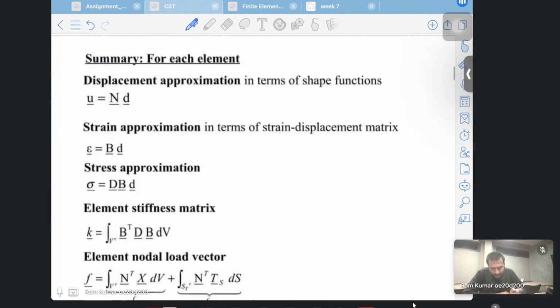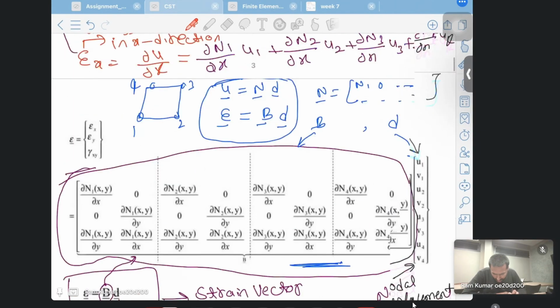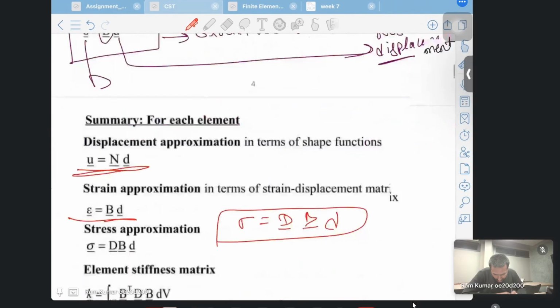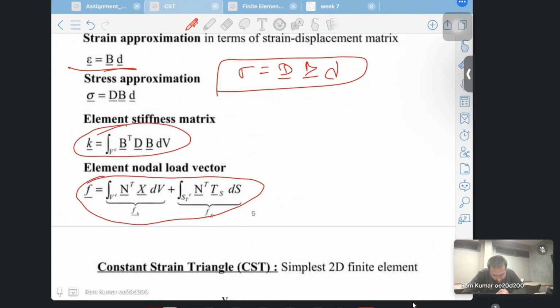So in summary: displacement, strain, what will be stress? Stress will be sigma equal to D B d. What is D? The D matrix, I didn't find it here. Later I will explain. So this will be our elemental stiffness matrix, and this will be our elemental force, the nodal load vector.